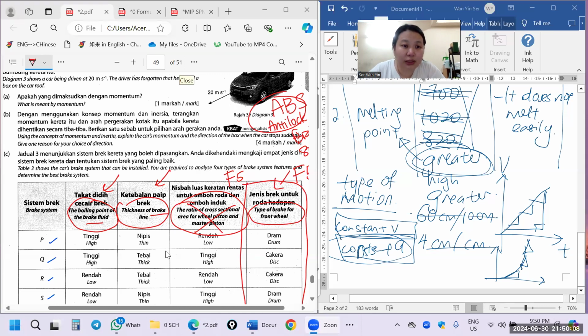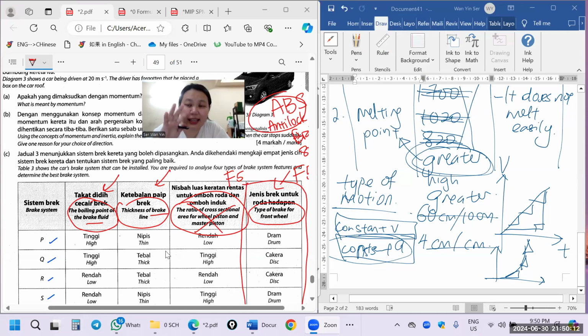What's the difference between contact time and impact time? I don't really understand.